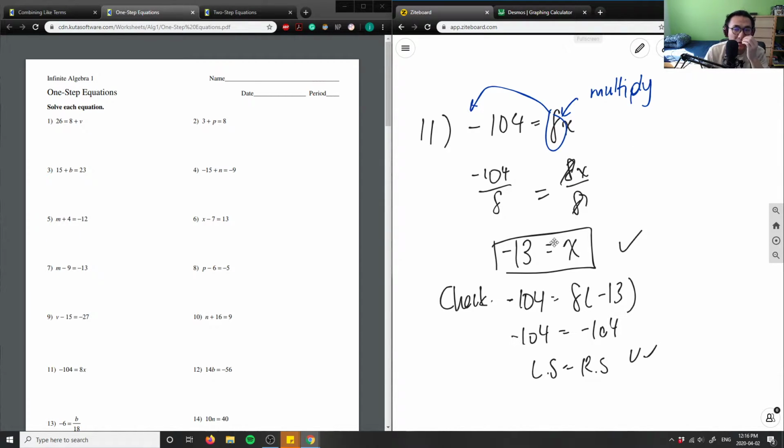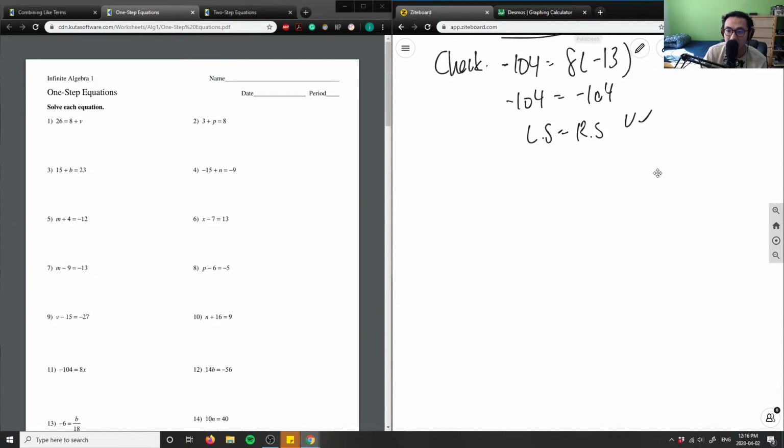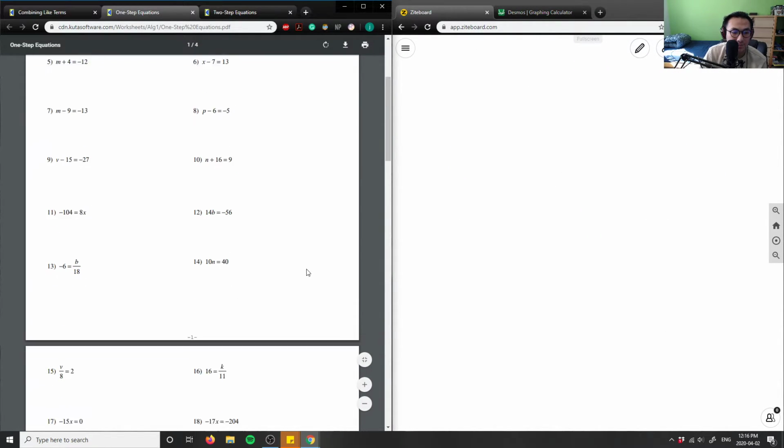We can also start skipping steps here. If you get fast at this, instead of doing this step, we can start immediately from this step. I can go negative 104 over 8 equals x. I'm simply dividing both sides by 8, but I know that 8x over 8 equals x, so this cancels out and I'm left with just this on the left side. That's what you can do once you start getting faster and faster at solving equations.